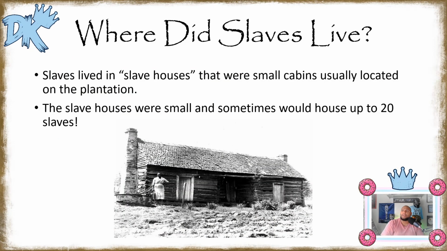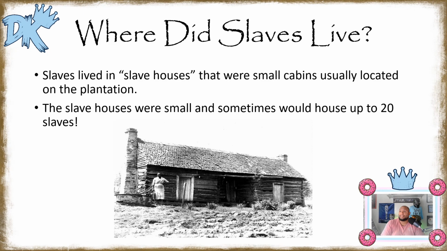Okay. Now, when we talk about the outside slaves, most of them lived in what they called a slave house, right? These are usually small little cabins located on the plantation. Slaves' houses would oftentimes house up to 20 people, and primarily it's to keep costs down, right? They would often share bunks and things like that to maintain their day-to-day life. This is how they would do this.